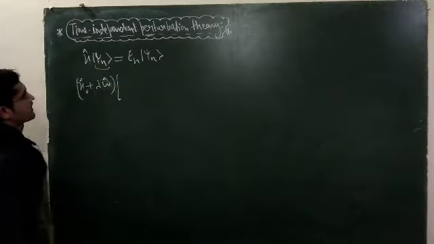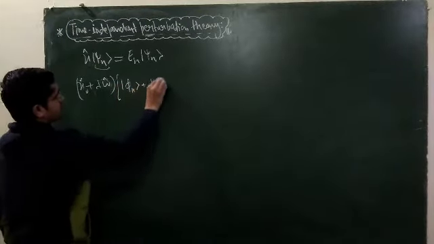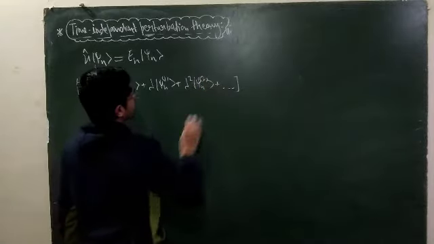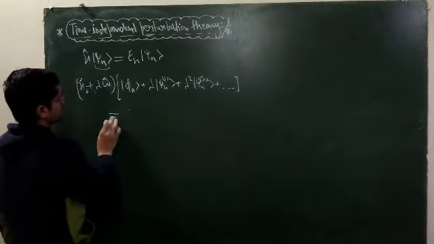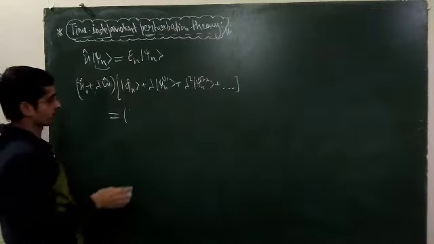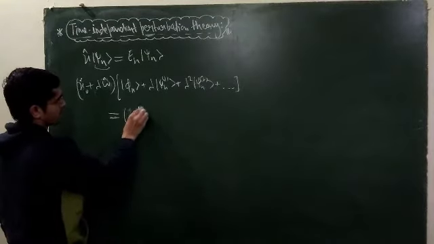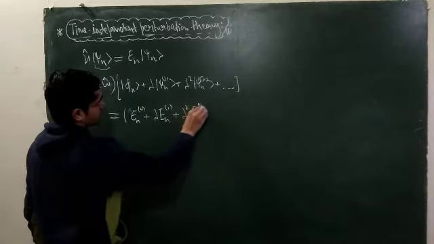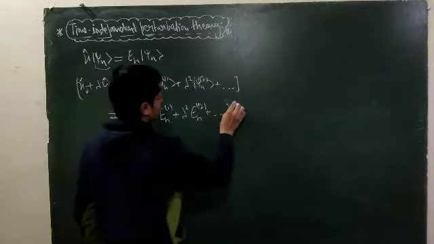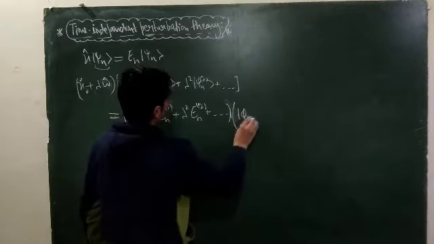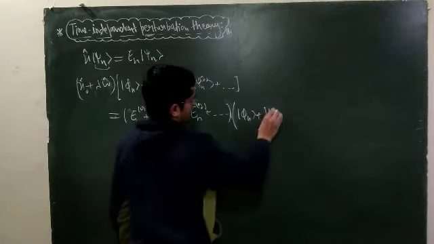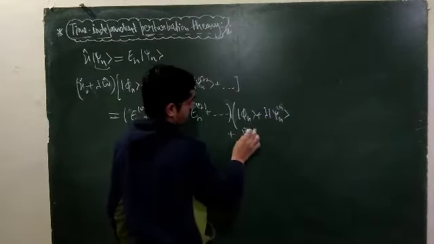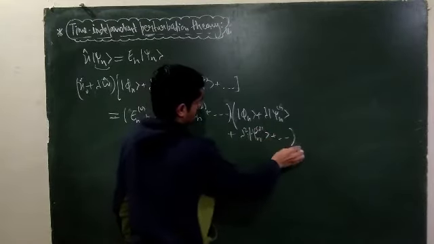And we have expanded psi n in terms of lambda, so it was phi n plus lambda psi n1 plus lambda square psi n2 and so on, is equal to En, and again the eigenvalues we have expanded in a lambda power series, so it will be En naught plus lambda En1 plus lambda square En2, into again this particular expansion: phi n plus lambda psi n1 plus lambda square psi n2 and so on.